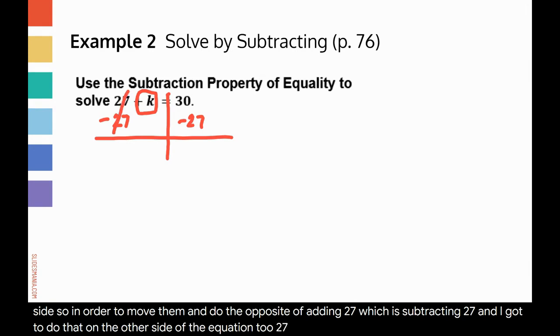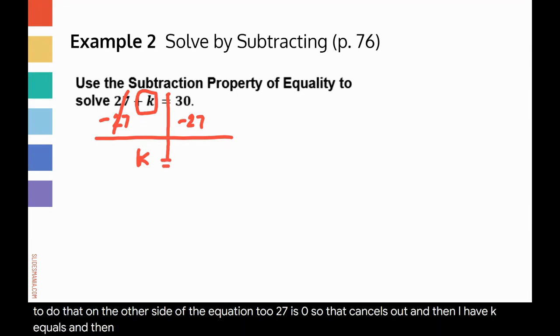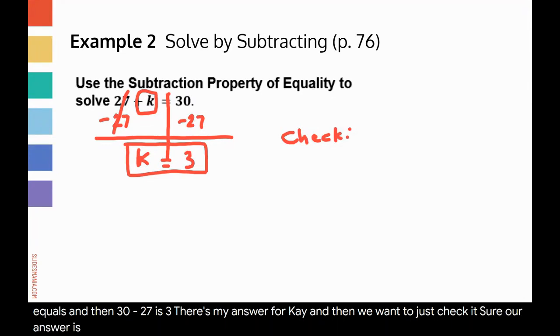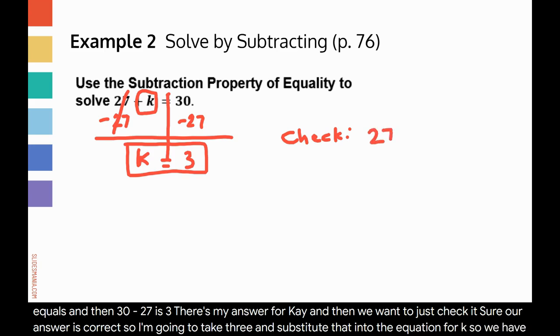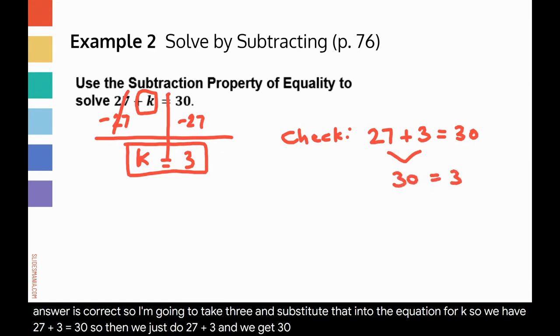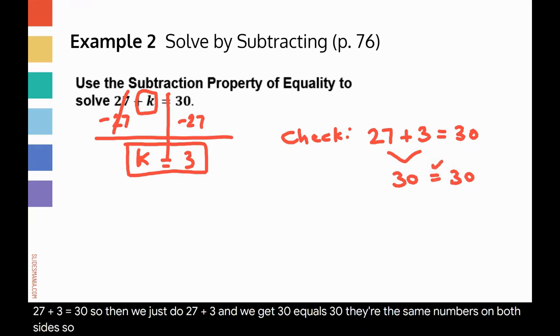27 minus 27 is 0, so that cancels out. And then I have k equals, and then 30 minus 27 is 3. Okay, so there's my answer for k. And then we want to just check it to make sure our answer is correct. So I'm going to take 3 and substitute that into the equation for k. So we have 27 plus 3 equals 30. So then we just do 27 plus 3, and we get 30 equals 30. They're the same numbers on both sides, so our answer is correct.